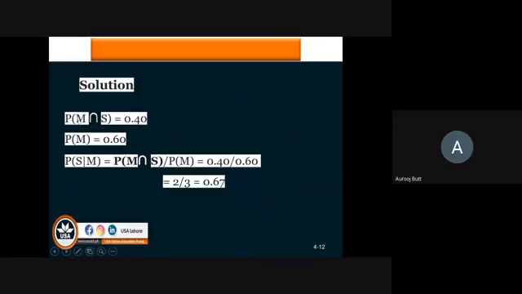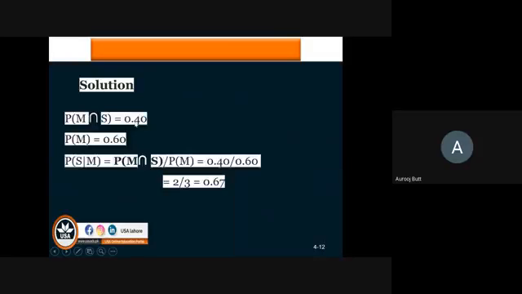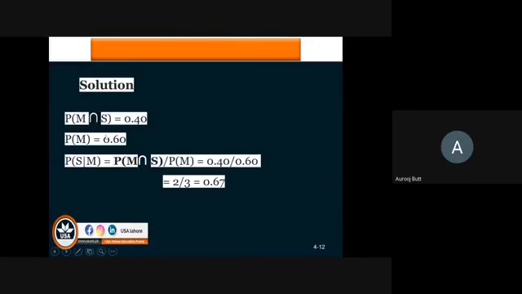That means the students who are studying maths and science is equal to 40%. If you convert 40% into ratio form, 40 by 100 means 0.40. And you have the case when 60% of the students study maths. 60% means 60 by 100, that is equal to 0.60. So this is the probability of maths, the students who are studying maths, equal to 0.60.